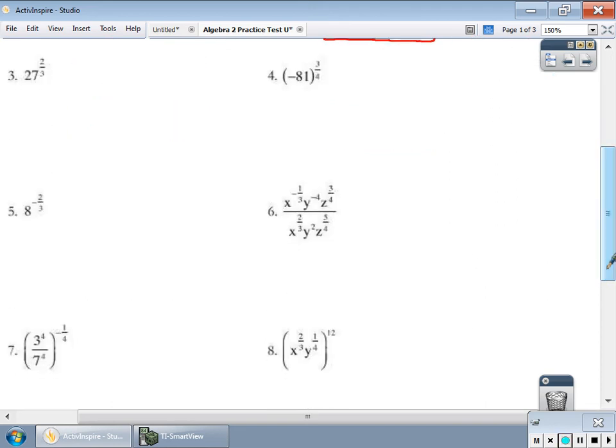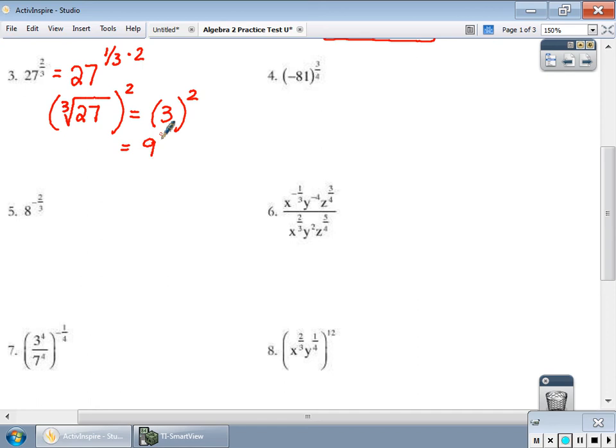Now down here, I understand you could type these into your calculator, and if this was a multiple choice question, that's fine. But if it's not, you need to show your work on how you got this. So what we need to do is think of two numbers that multiply to give us 2/3. One of them needs to be a fraction. And so 2/3 is 1/3 times 2. Now we're going to rewrite the 1/3 power as the cube root of 27 raised to the second power. The cube root of 27 is 3 raised to the second power is 9.